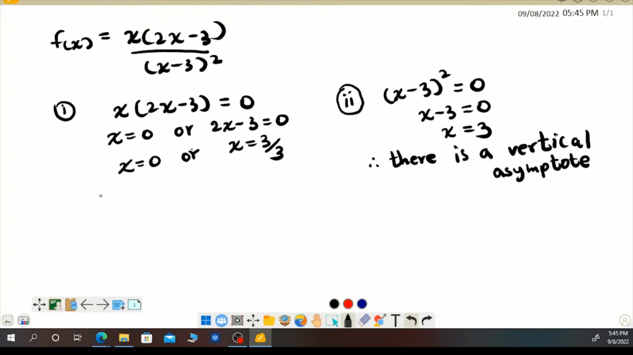Right. So my first two steps are already finished.